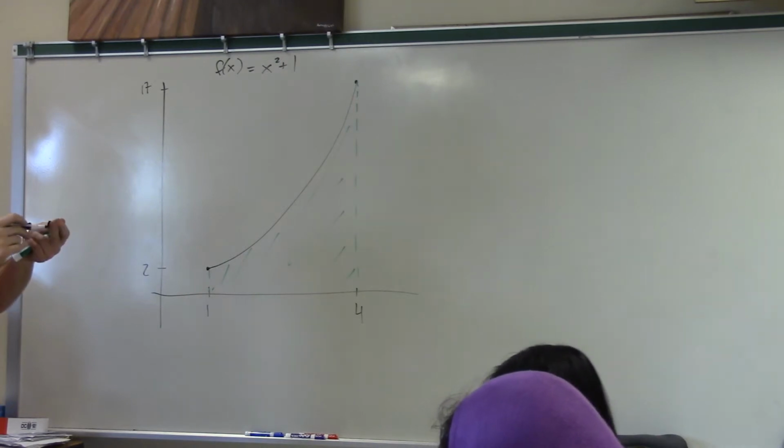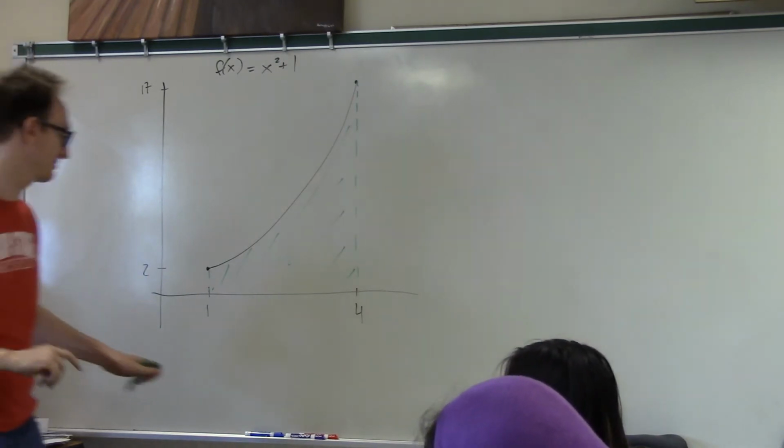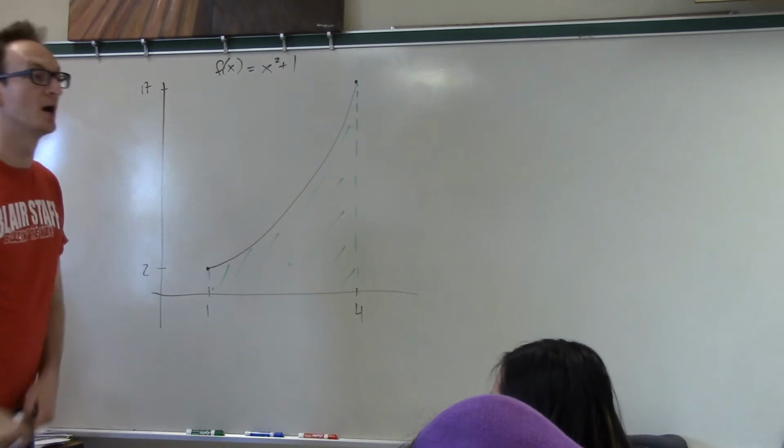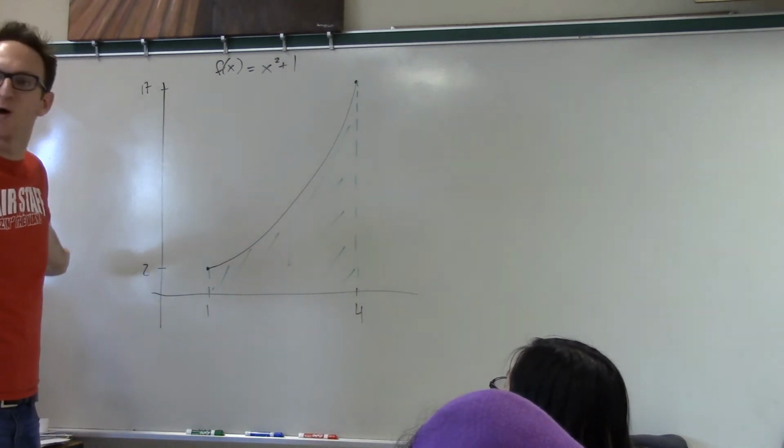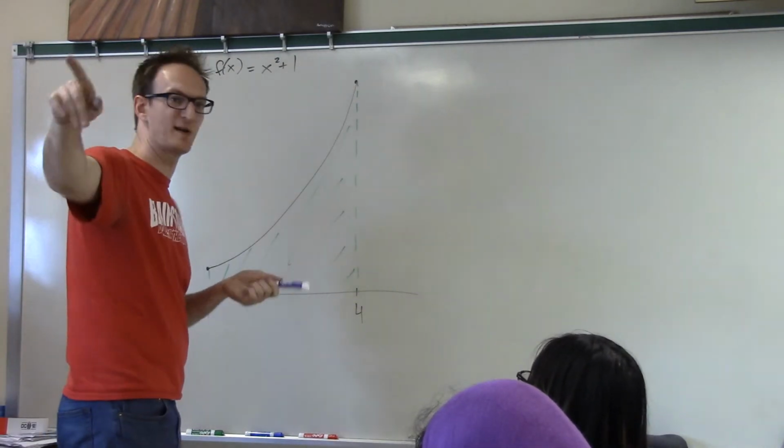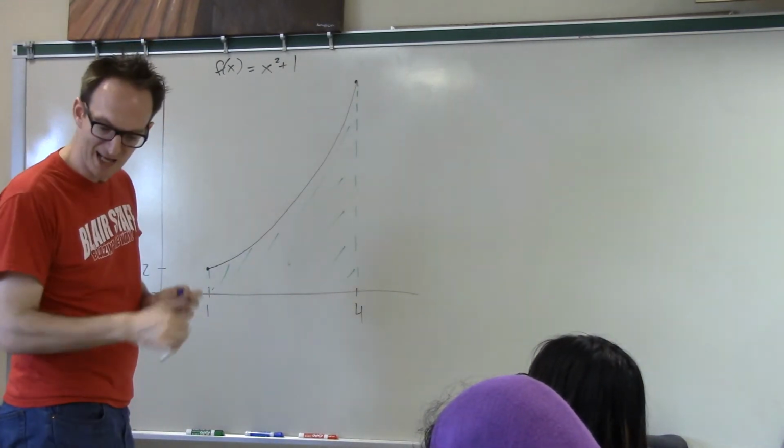Well, we're going to approximate it using rectangles. And we want an upper estimate, so we should use LRAM or RRAM? RRAM. We want to use RRAM. Also because it's just like 5% easier, but also because I asked for an upper estimate.